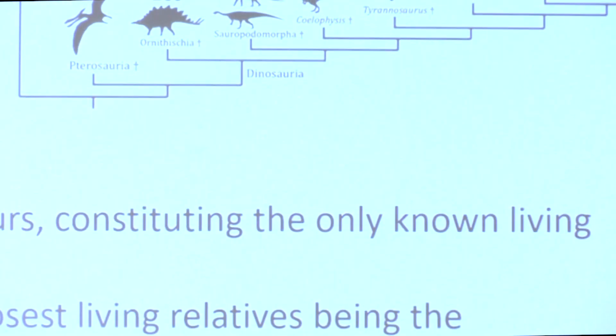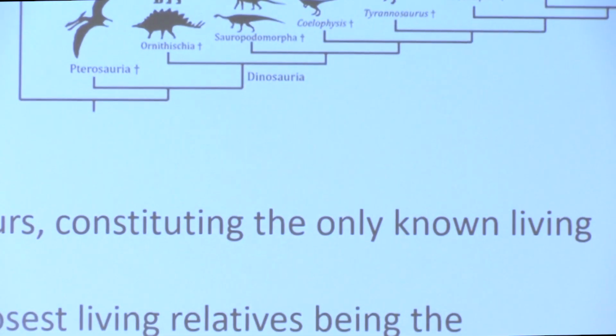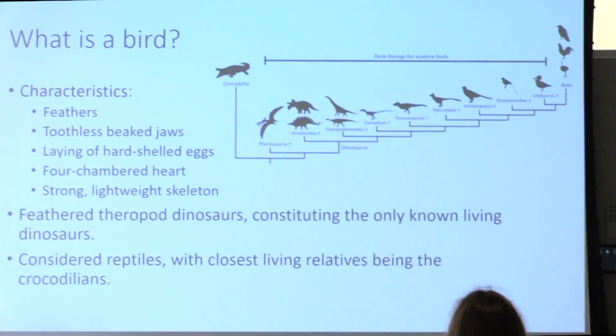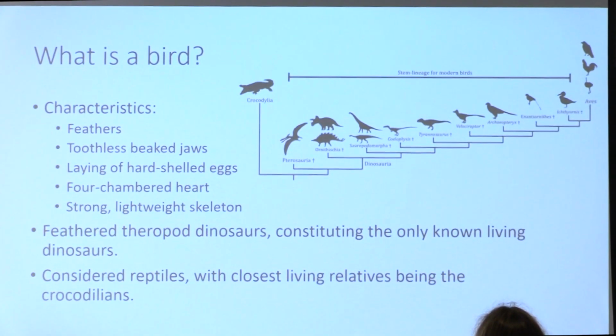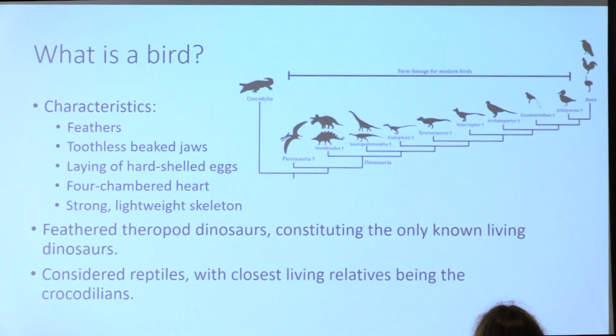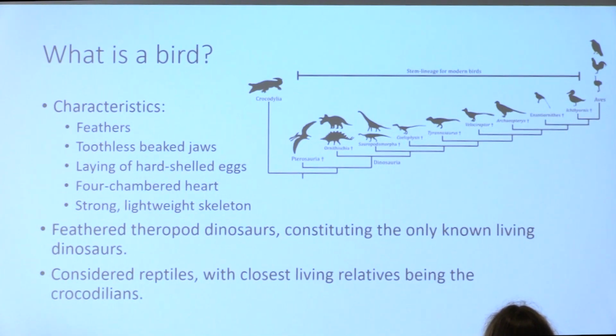Okay. So what is a bird? All birds share the following characteristics: they have feathers, they have toothless beaked jaws, they lay hard-shelled eggs, they have a 4-chambered heart, and they have a strong, lightweight skeleton.